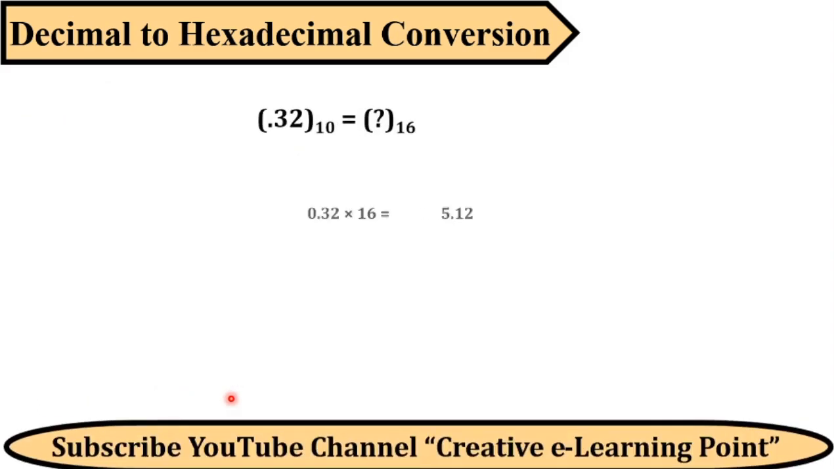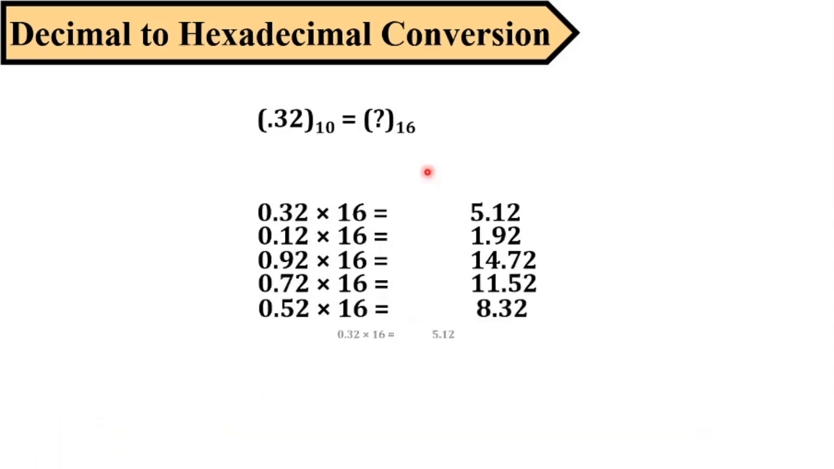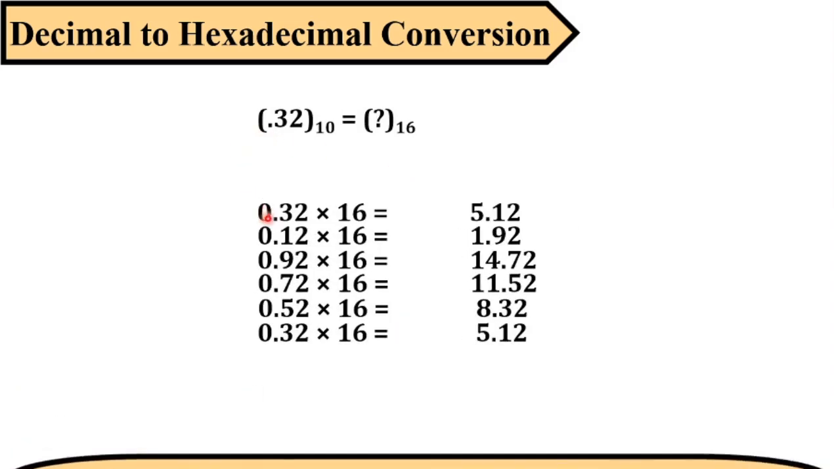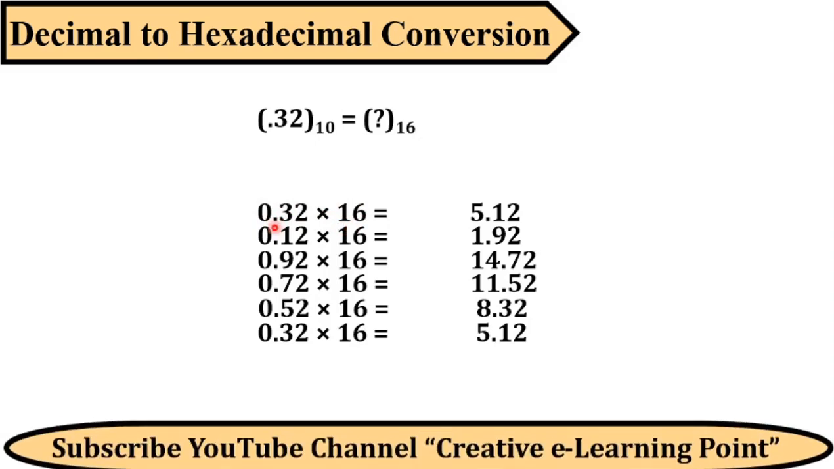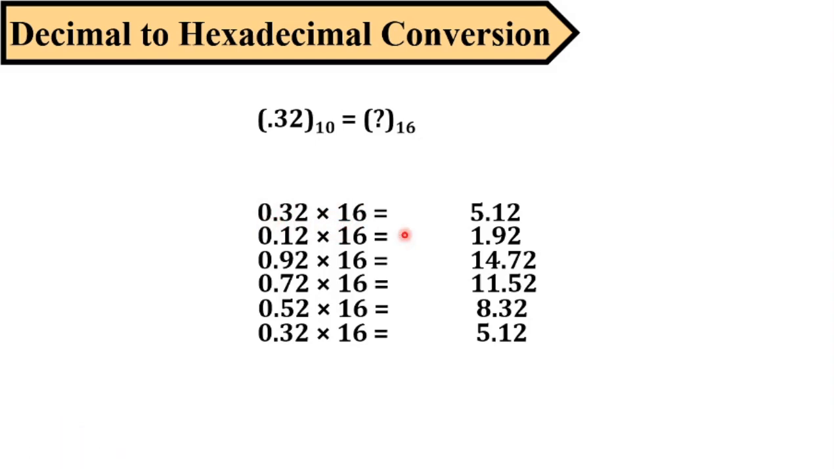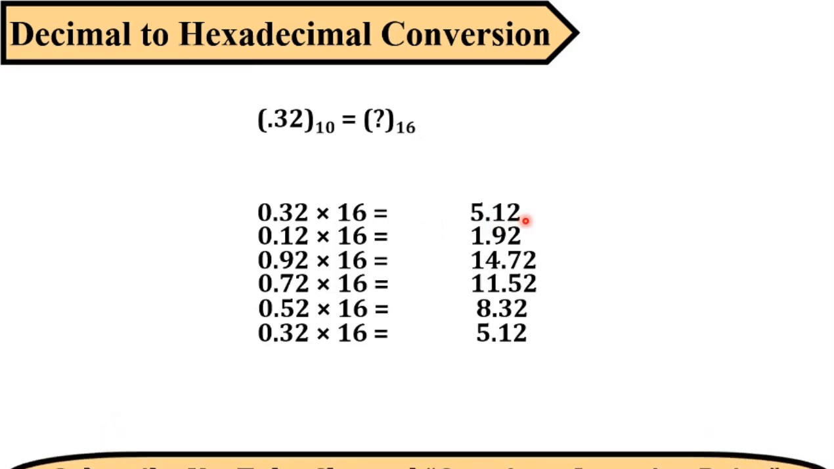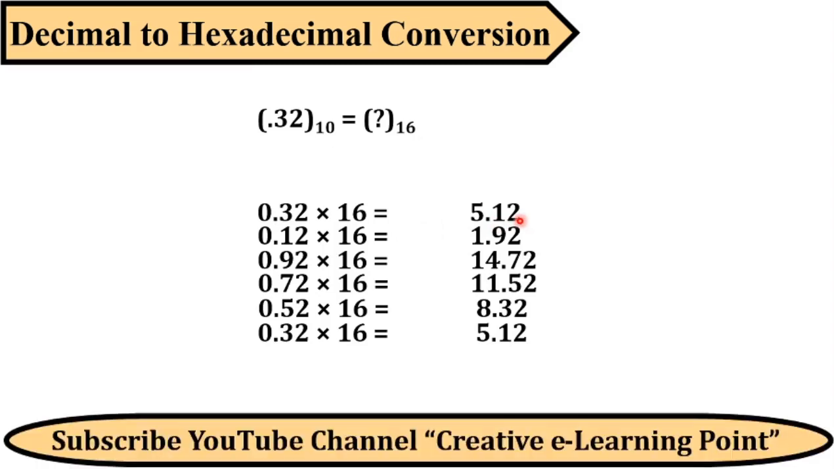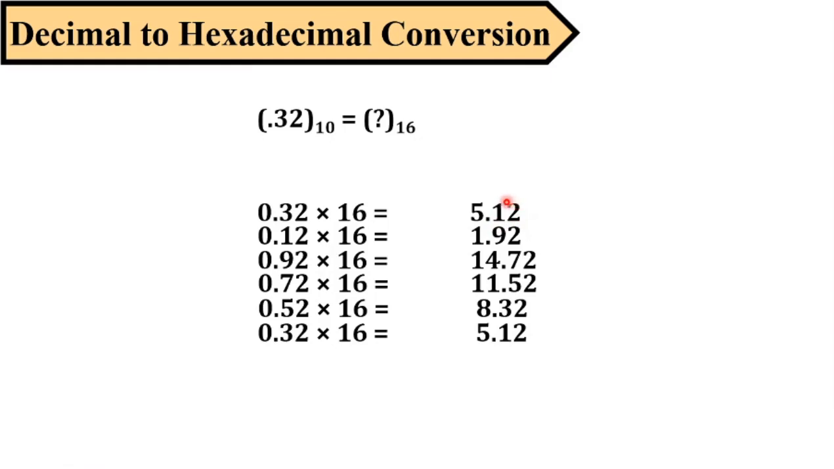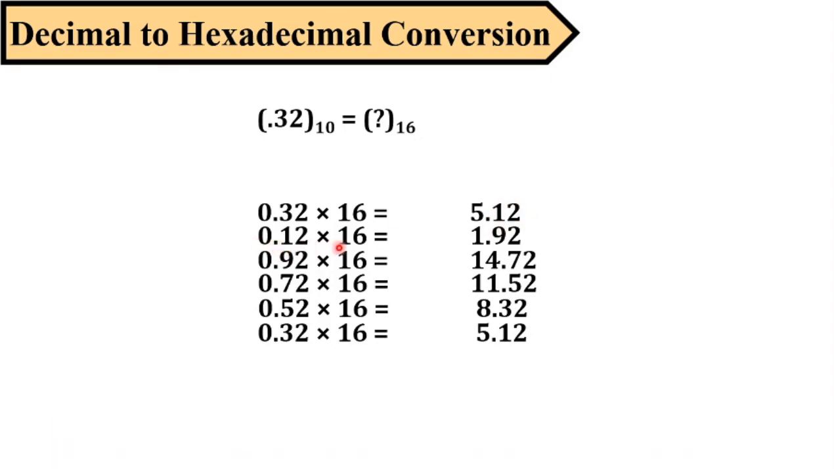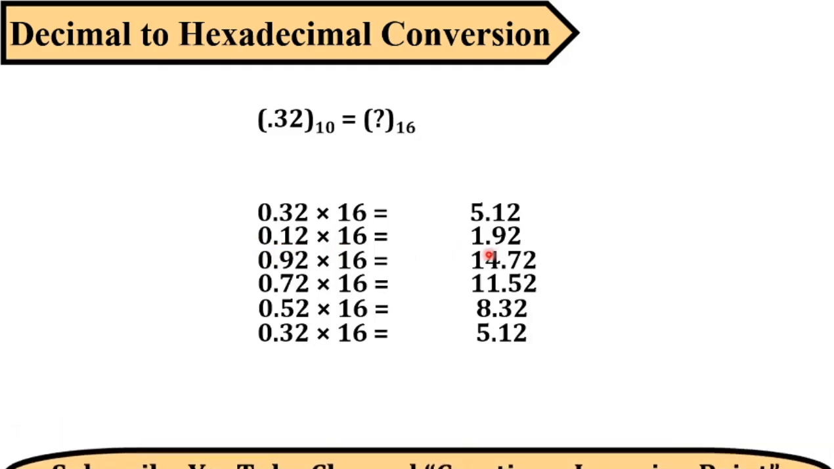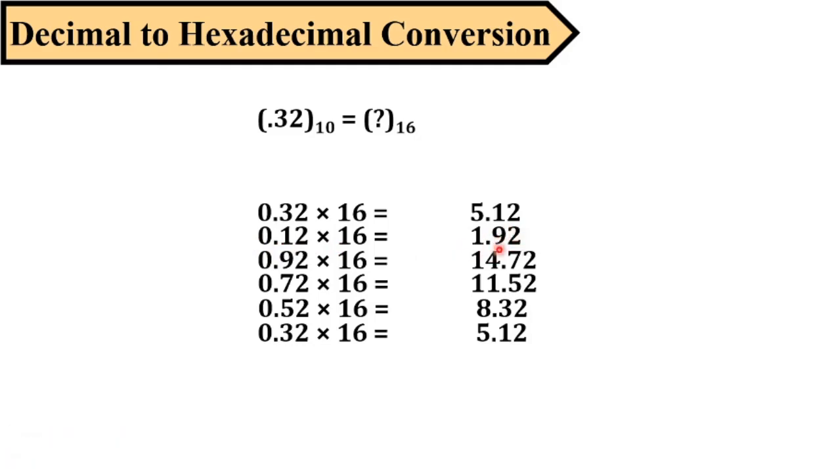Let's take a fraction number. In this fraction number, we are going to multiply the fraction by the base of the hexadecimal number system, that is 16. As we multiply 0.32 by 16, we get 5.12. Now note that we are only going to take the fraction part for further multiplication. So 0.12 into 16, we get 1.92. Again we take only the fraction part for further multiplication.